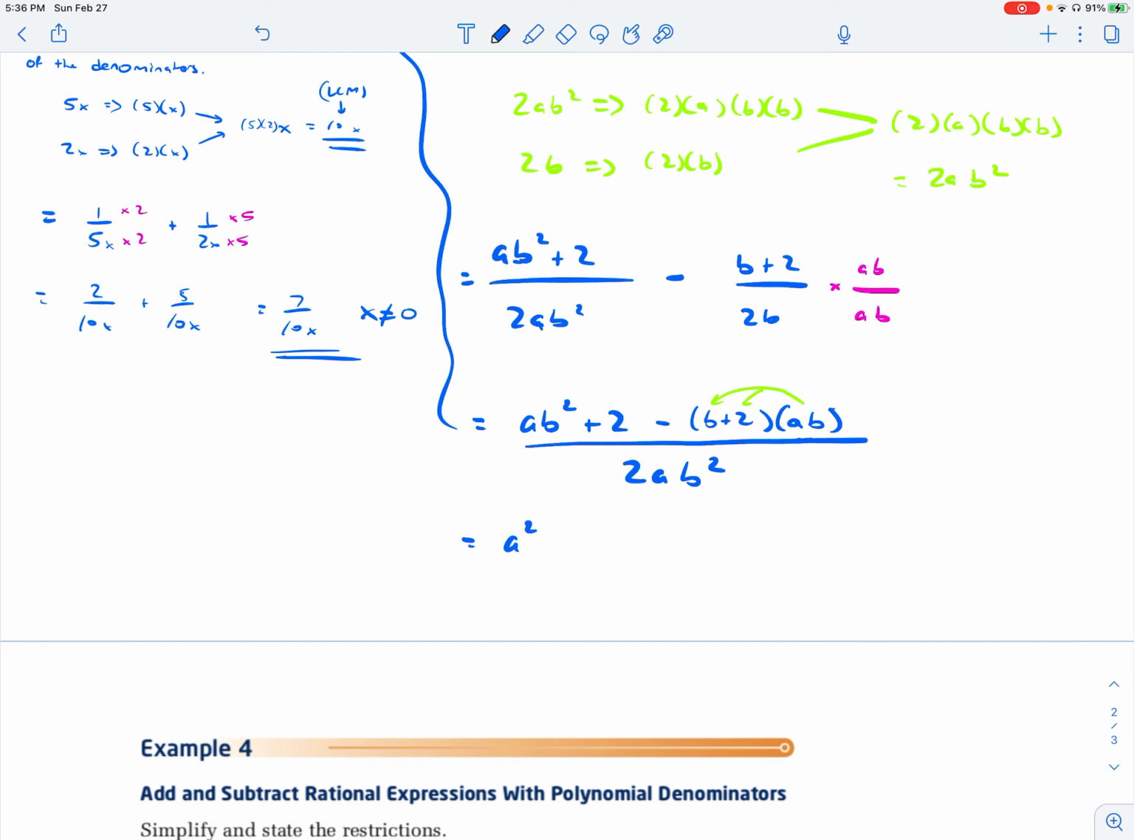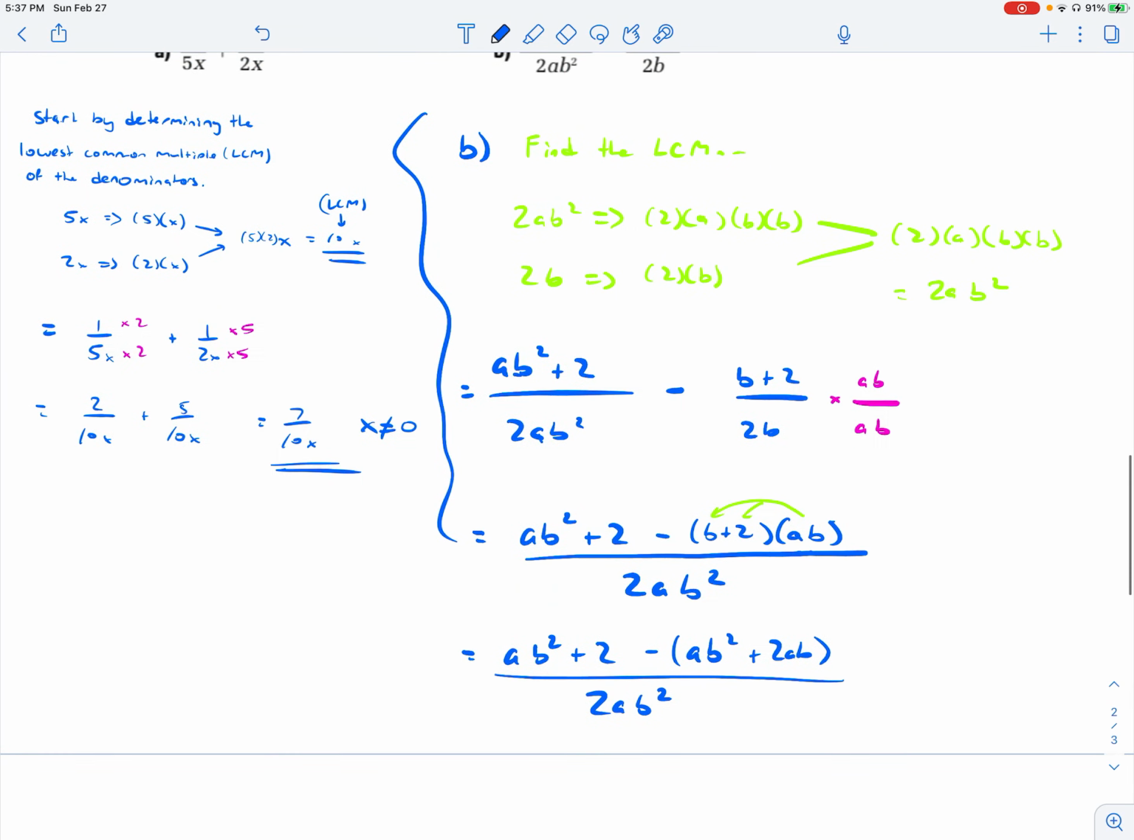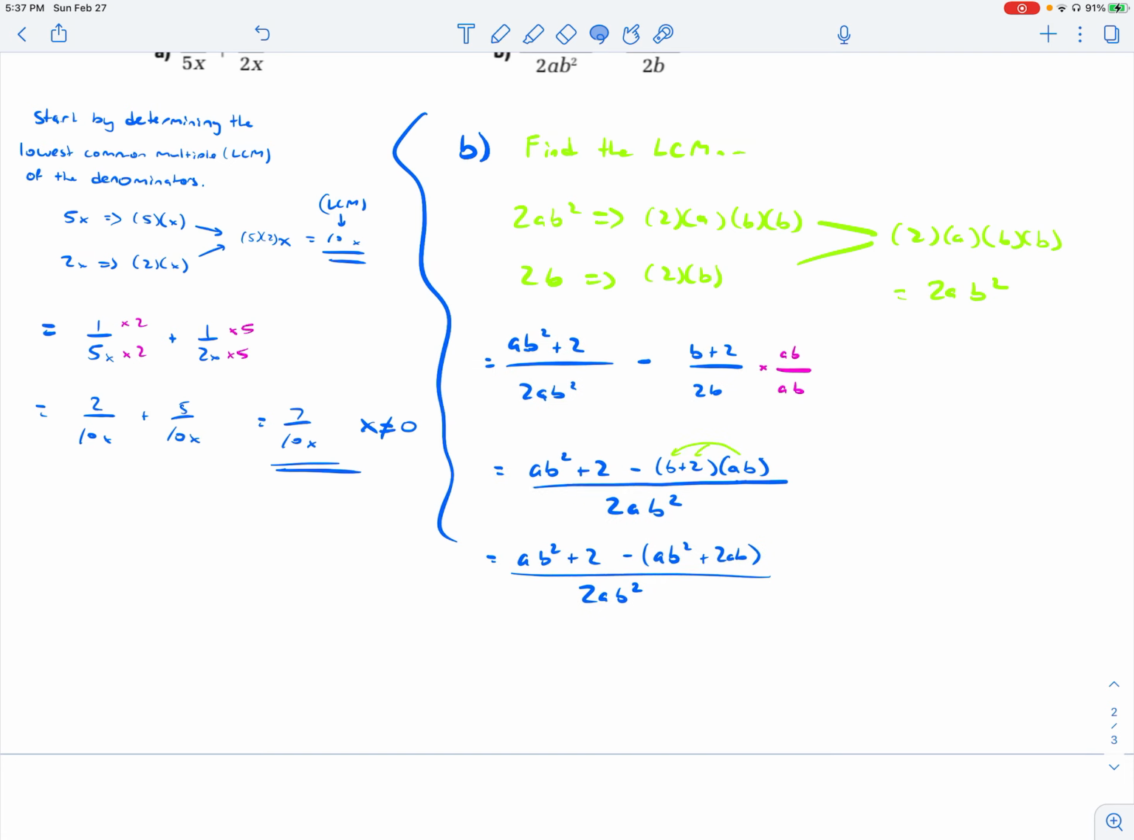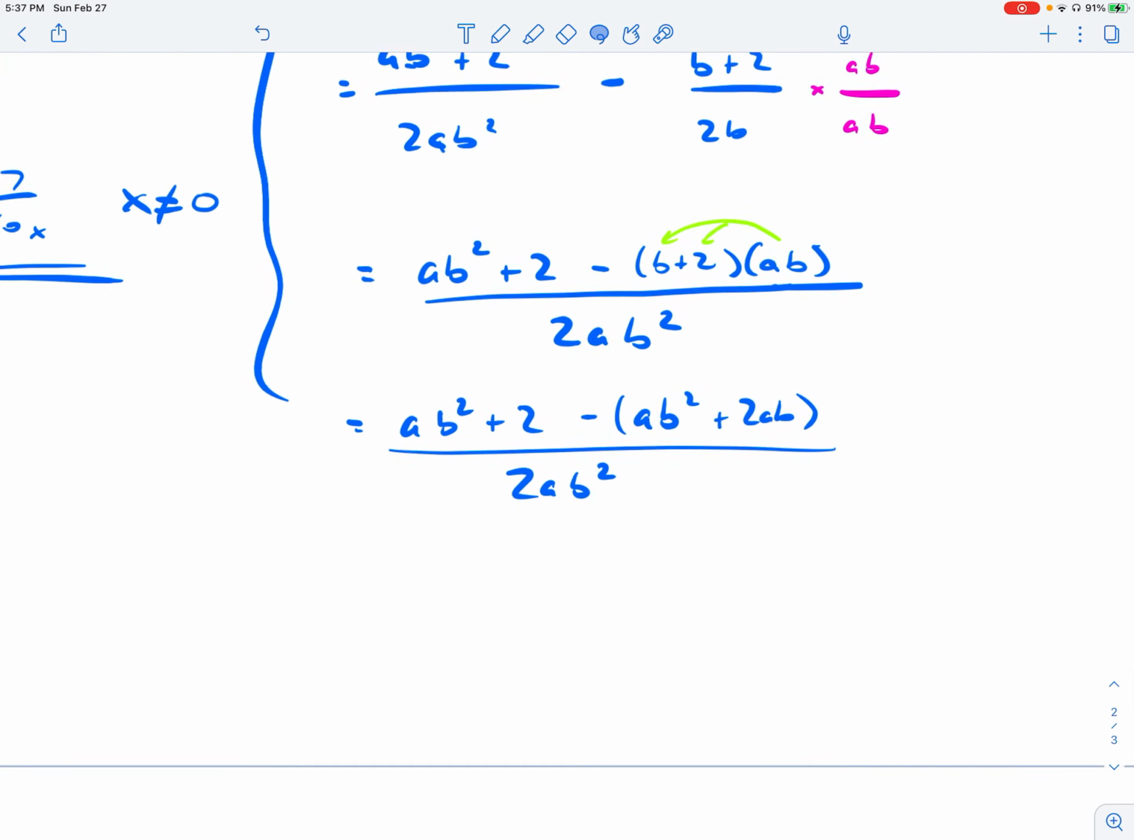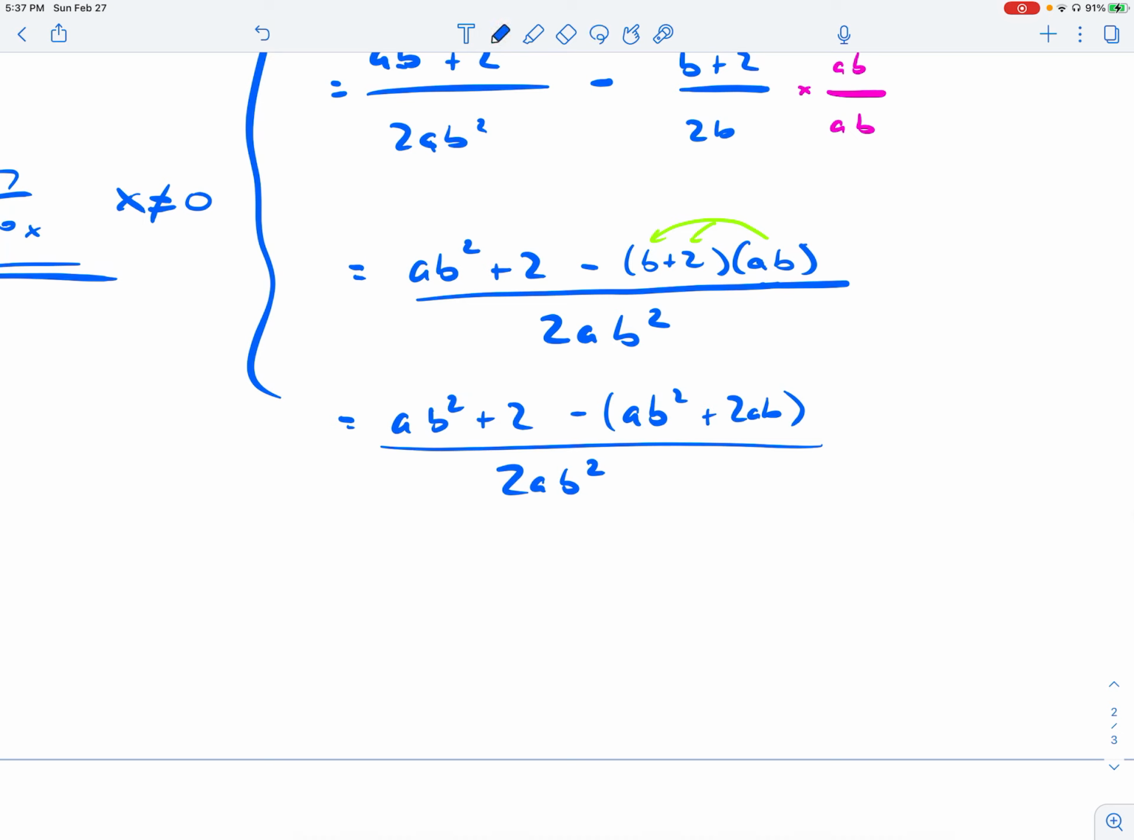So we have ab squared plus 2 minus, I still need to keep this bracket. So ab times b is going to be ab squared, because the b times b becomes b squared. And then we're going to have plus the ab times 2, so plus the 2ab. And that is still over 2ab squared. Okay, and I just need to make a little bit more room.